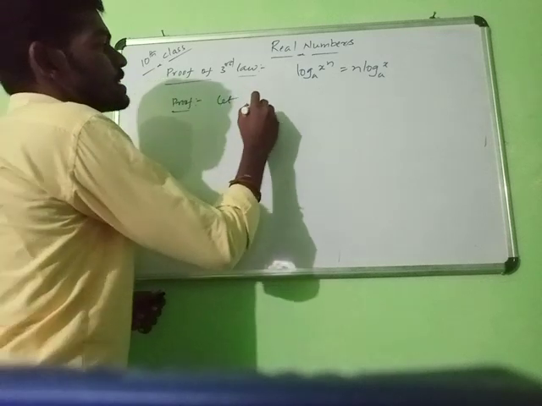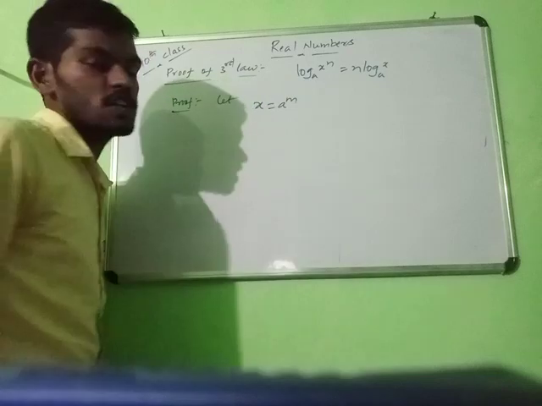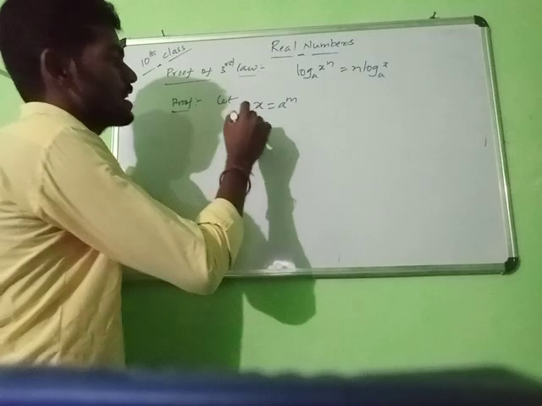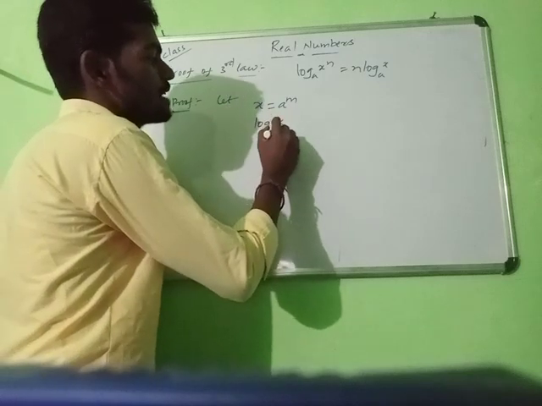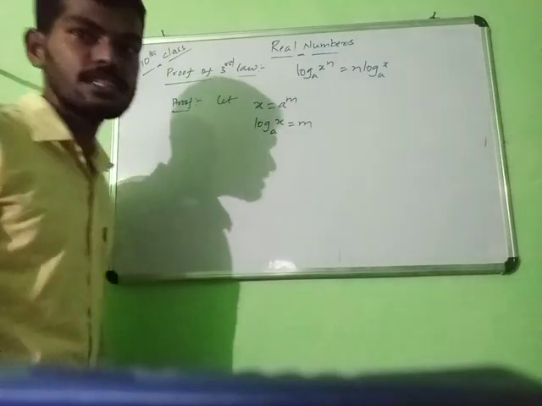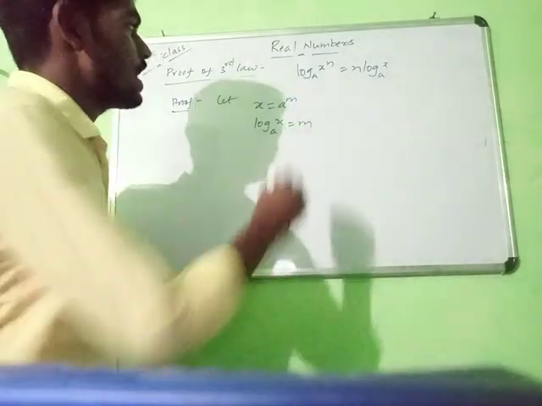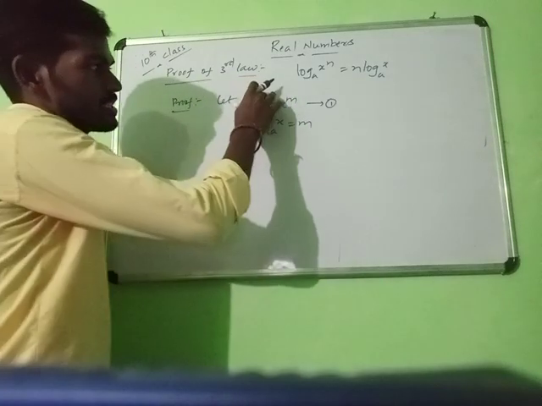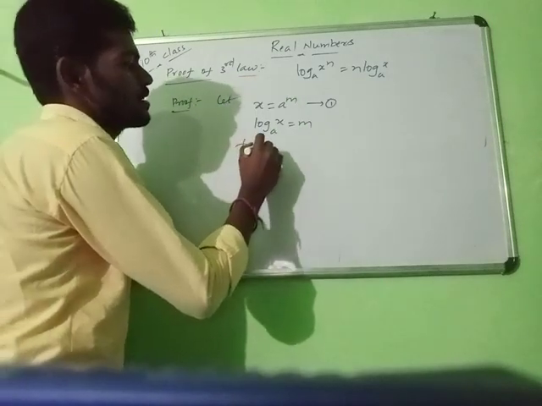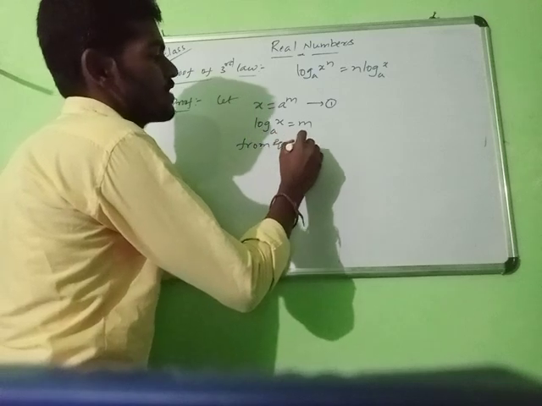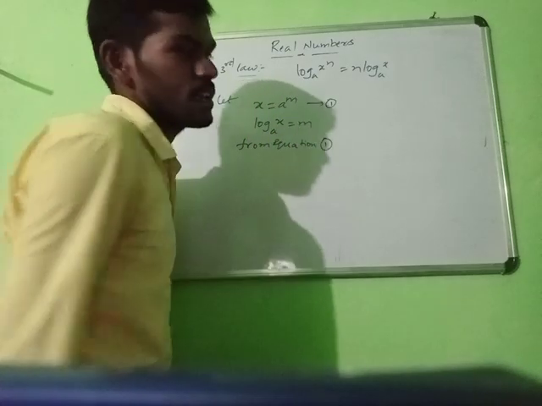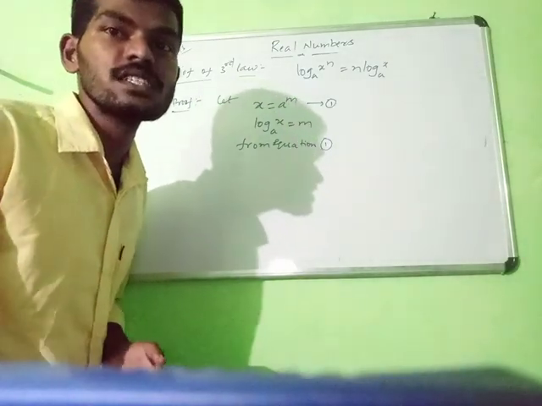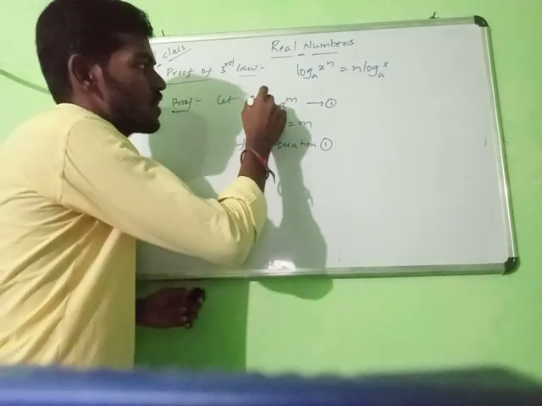Now take the proof. Let x be equal to a power m. Convert this one into logarithmic form. What will come? Log x base a is equal to m. This is equation 1. Now from equation 1, multiply powers with n on both sides.